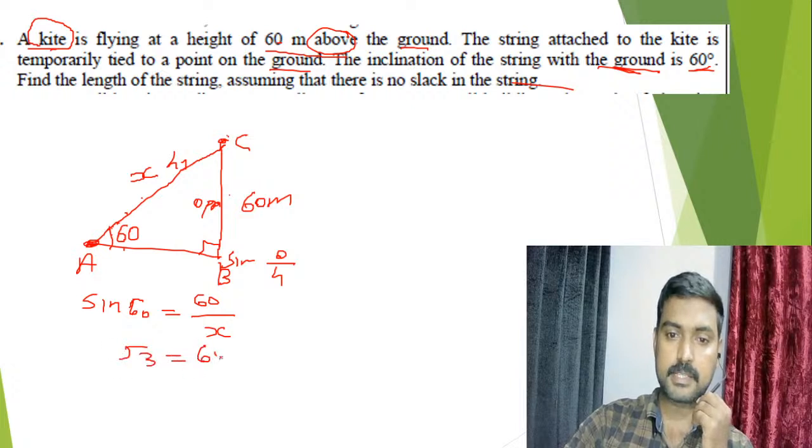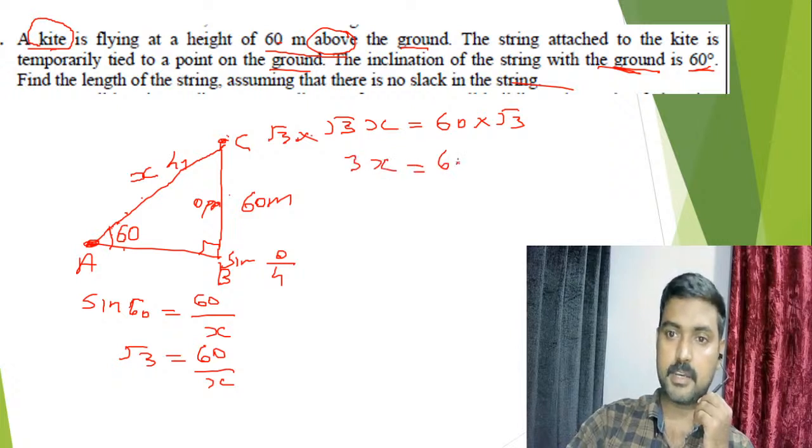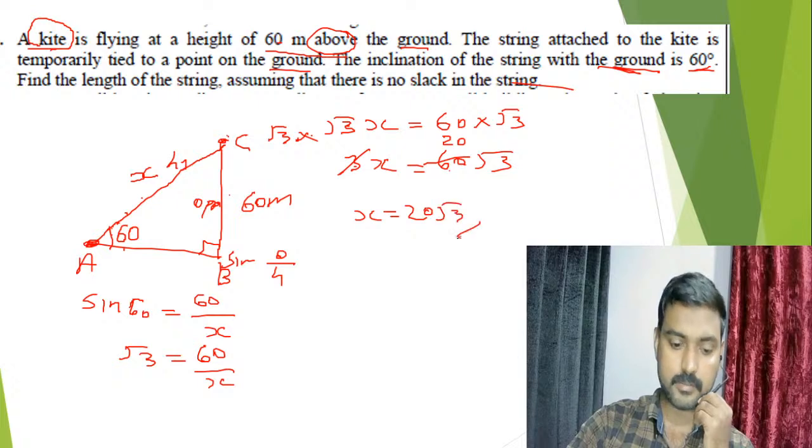So we will get 60 by x. This x transposes to the left side, we will get root 3 into x is equal to 60. Now we can do one idea. We can multiply root 3 on both sides. So root 3 into root 3 will be 3, so 3x is equal to 60 root 3. And this 3 and 60 will be cancelled. Here how many 3? 6 2 times, 0 also there, so 20 root 3. So we get x is equal to 20 root 3.